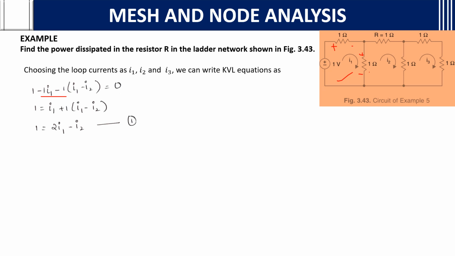Why? Because we are considering the first mesh. So we need to subtract I1 current minus I2. Why? Because both currents are moving through the resistor. We need to consider both currents. I1 minus I2 equals 0. If you rearrange, you will get 1 equals 2I1 minus I2.